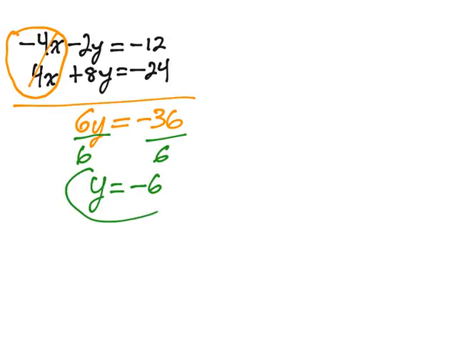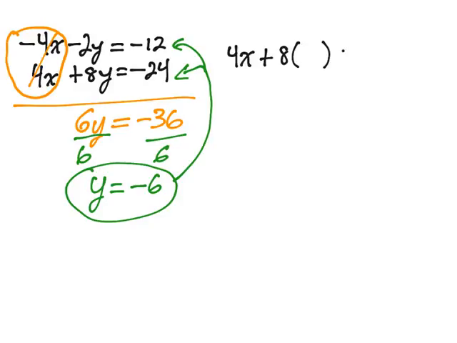Now that we know y equals negative 6, all we need to do is substitute it into any one of the two original equations. So I'm going to take the first equation and substitute it there. I have 4x plus 8 times the value of y equals negative 24, and the value of y is negative 6. So we have 4x, and then 8 times negative 6 is negative 48, equals negative 24.